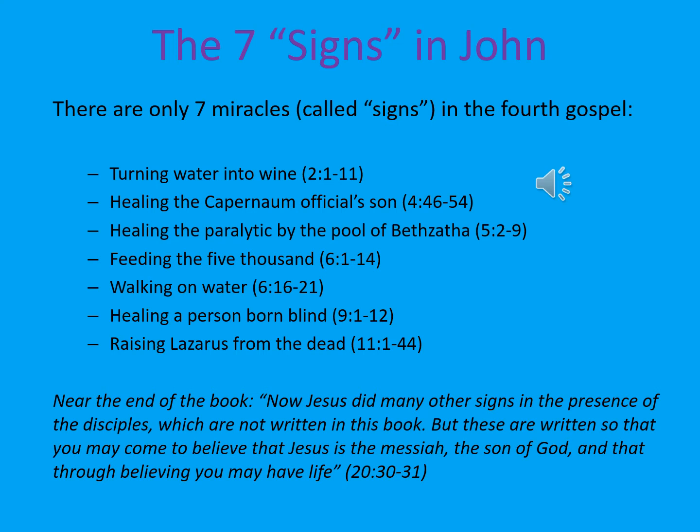Speaking of the number seven, just as there are seven symbolic "I am" sayings, there are also seven signs in John, and only seven. So these seven miracles that John calls semeia, or signs, include turning water into wine, healing the Capernaum official's son, healing the paralyzed person beside the pool, feeding 5,000 people, walking on water, healing a person who was born blind, and raising someone from the dead, his friend Lazarus.